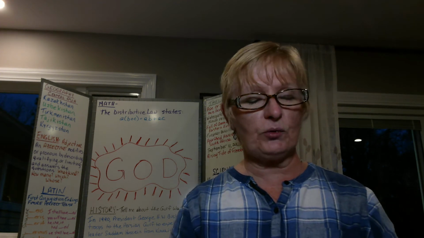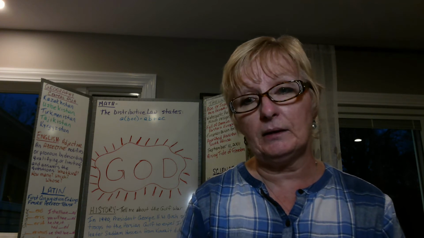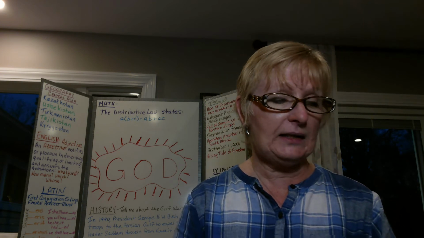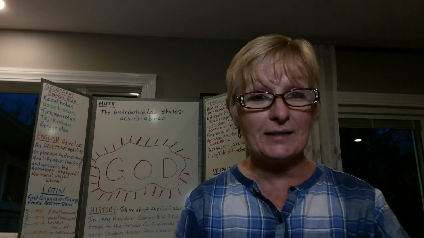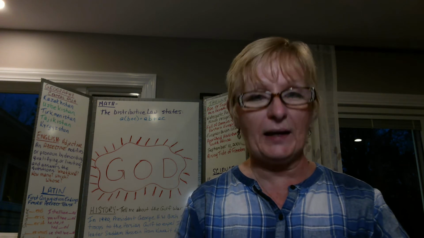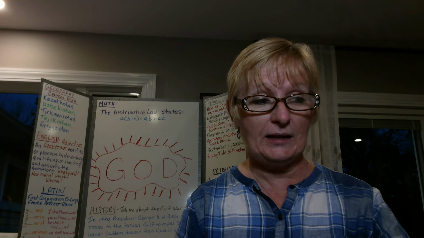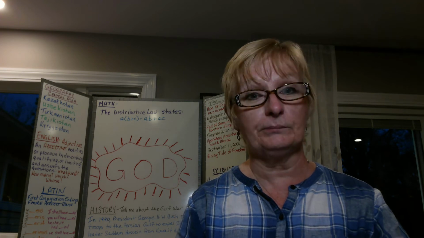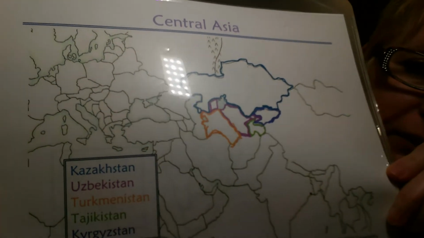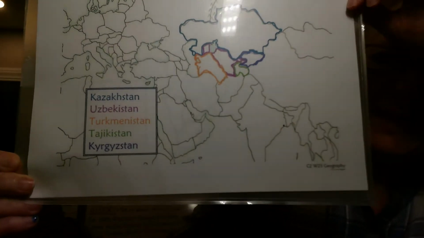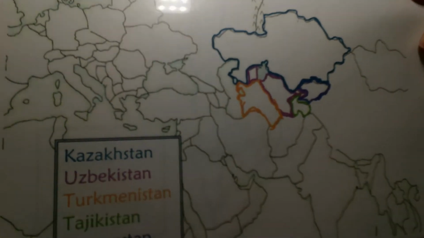All right, let's do geography. Geography, we're doing Central Asia. These are some pretty fun sounding countries. We have Kazakhstan, Uzbekistan, Turkmenistan, Tajikistan, and Kyrgyzstan. That's what they are. So, here we've got our map. Hope you can see it in the light. Central Asia.